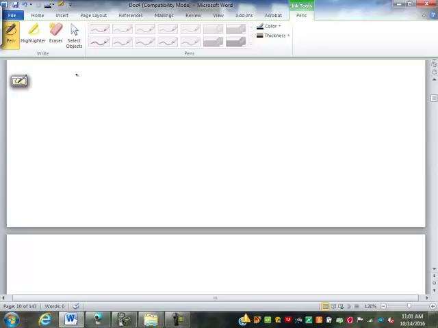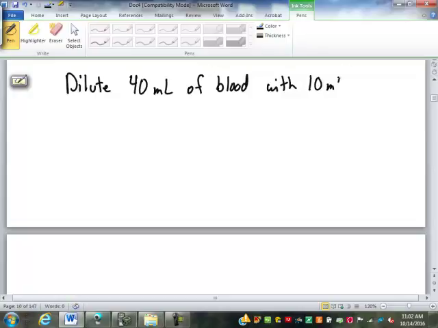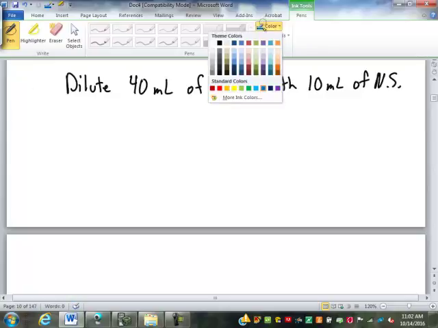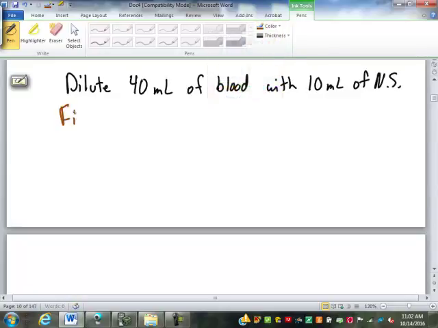And let's say you want to dilute 40 milliliters of blood. And you want to reduce that error as much as possible. So I'm only going to dilute it with 10 milliliters of sterile water. Find my percent gain. I'll explain that in a little bit.